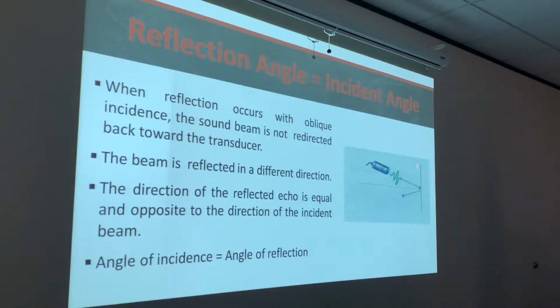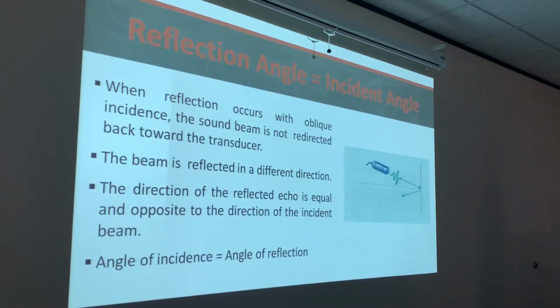Our boundary is smooth. This sound is not reflecting back to the transducer. The beam is reflected in a different direction. The direction of the reflected echo is equal and opposite to the direction of the incident beam.